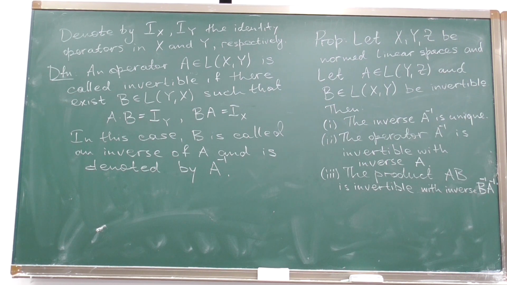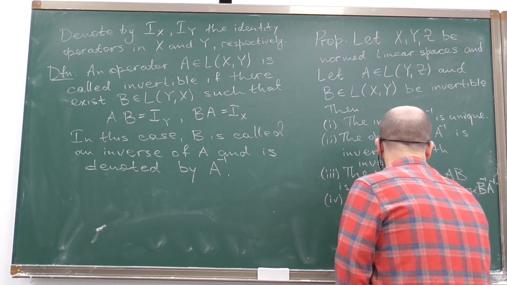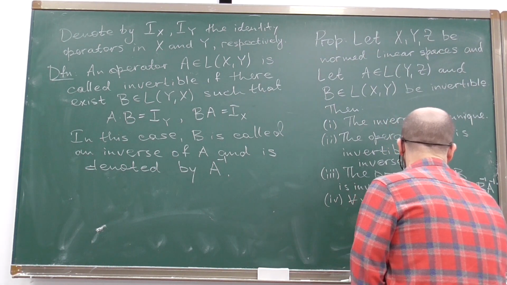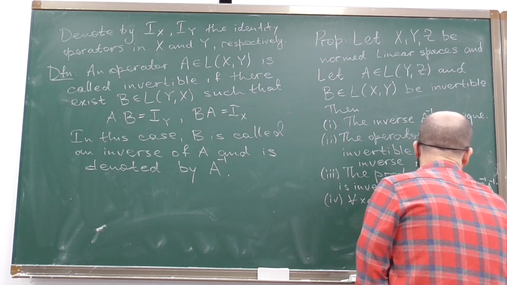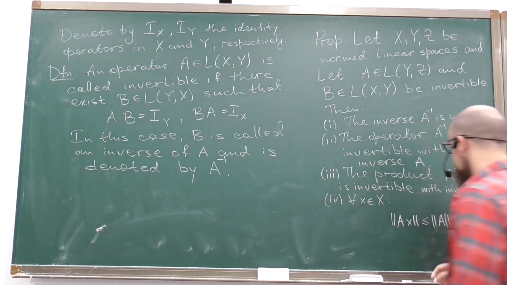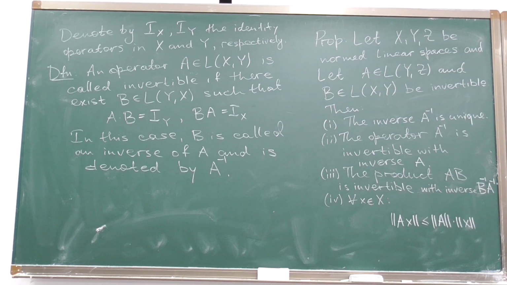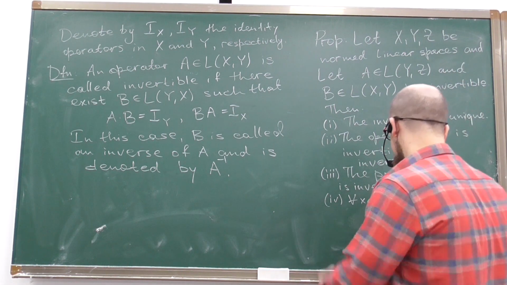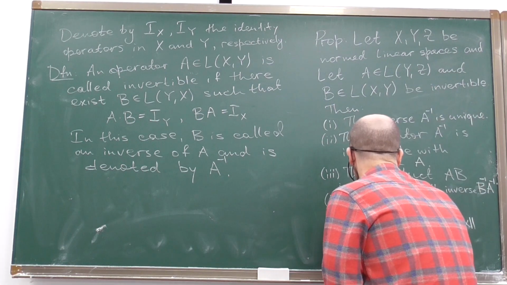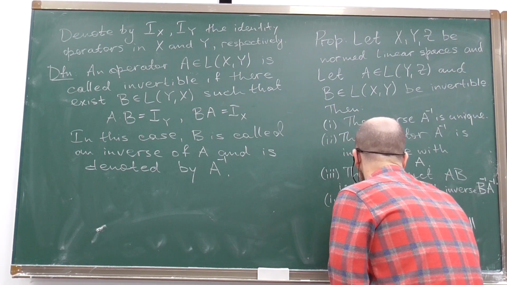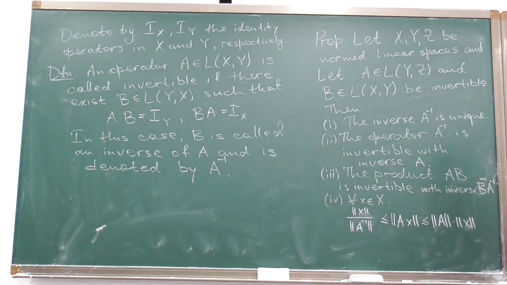Moreover, we have some inequalities between the norms of the operator and its inverse. For any x from X, we have that the norm of Ax is less than or equal to the norm of A times the norm of x, which is not surprising by the definition of the norm. The new one is the estimate from below, which is the norm of x over the norm of A inverse. All these properties are fairly simple, so I'll leave it for you as an exercise to prove.